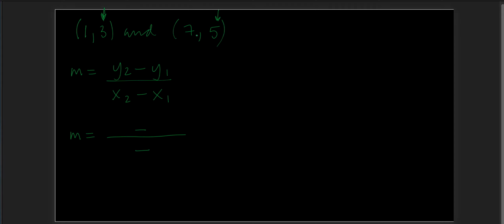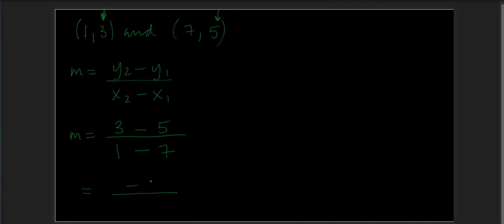So we'll put 3 and 5 in there. So just put your y's in the top and then your x's in the bottom, 1 and 7. It's just that these numbers above and below each other have to come from the same point. And these numbers above and below each other have to come from the same point. And then what you do is just simplify this.